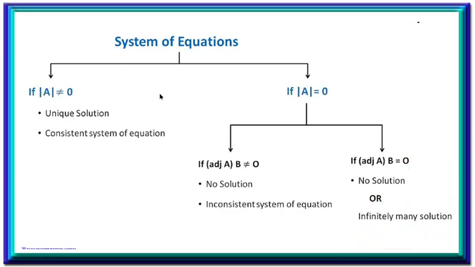System of equation will be given. So first broadly we will have two cases. We have to calculate determinant A. If it is not equal to 0, then we will have unique solution and will say we have a consistent system. If determinant A is equal to 0, then further there will be two cases. We'll calculate adjoint A into B, and if this is not equal to 0, then also we will say no solution and inconsistent system. But if this thing also becomes 0, then we may have no solution or infinite solution, but as of now we don't have to worry about this case because this is not going to come in class 12th.